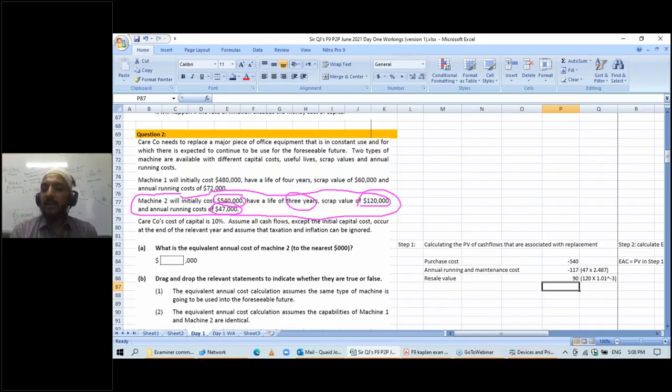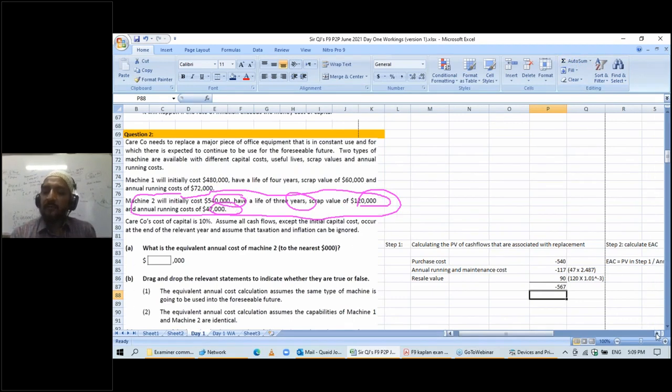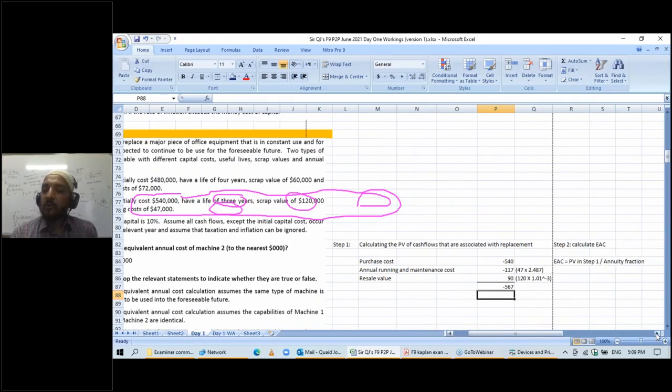So in 3 years' time, what present value have I incurred? The present value is minus 567 approximately. But this is the cost over 3 years, right? Now there is a question: if I'm comparing a proposal with 4 years, can I compare 4 years NPV with 3 years NPV? I won't be able to compare because the timings do not match.